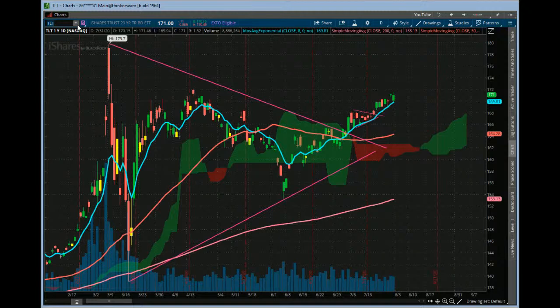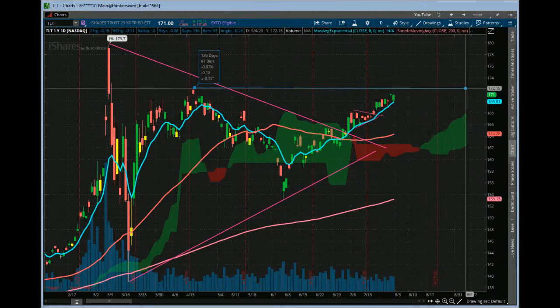TLT. Even though the market is plowing up, the bonds are coming up too. We're out of that triangle, but watch for that level around 172. Above that, we could work our way up to that 179 area.